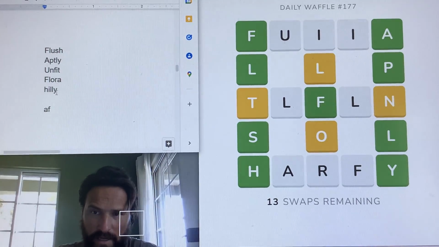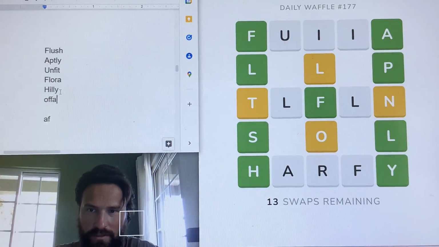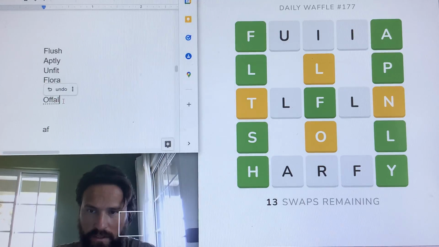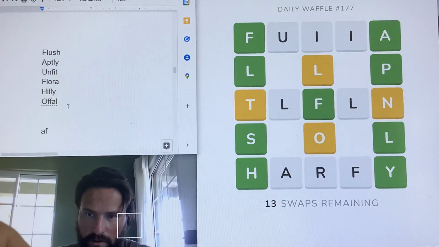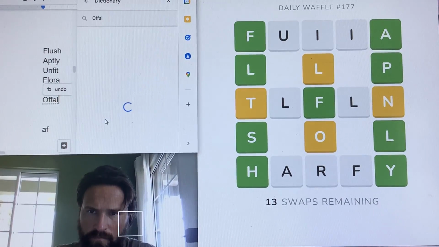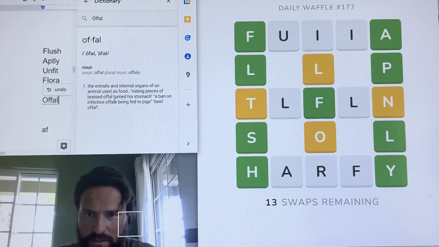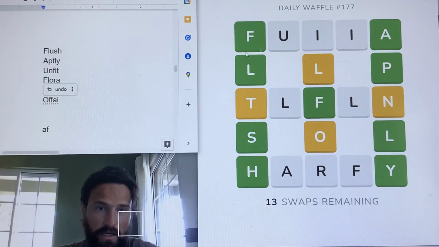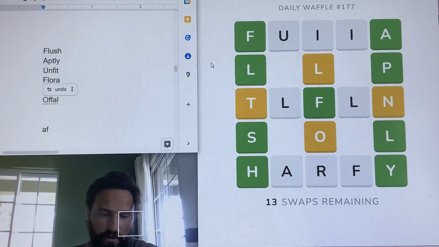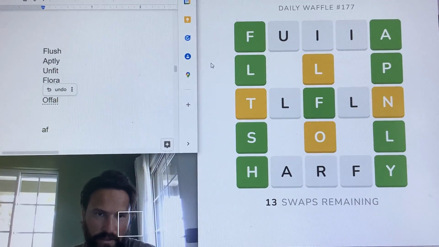It would be O-F-F-A-L. I have to check if that's a word. It looks like it is. It's not underlined. It has a definition: the entrails and internal organs of an animal used as food. Okay, so it counts. Now I just have to focus on moving these around and hopefully getting a 5-star solve. I think we got the words.